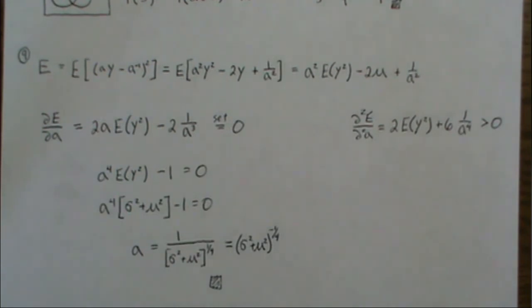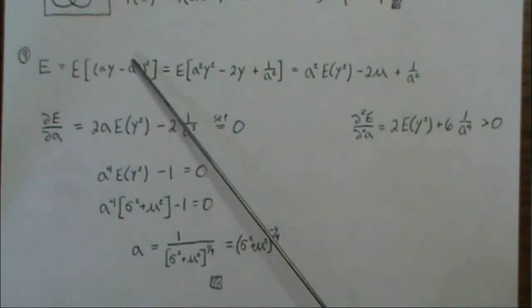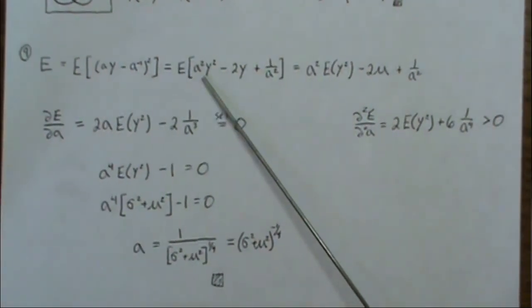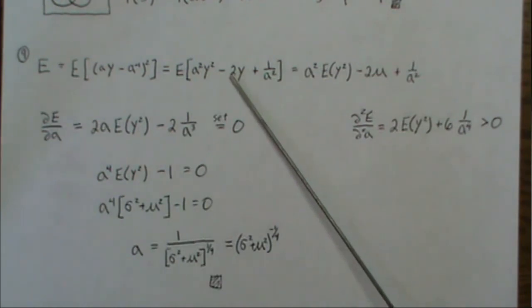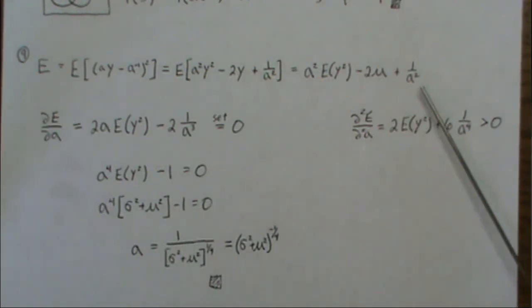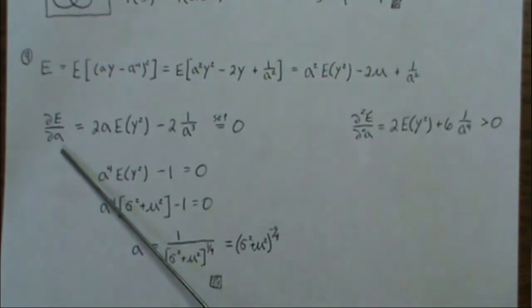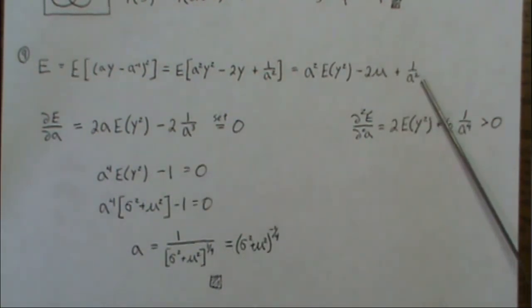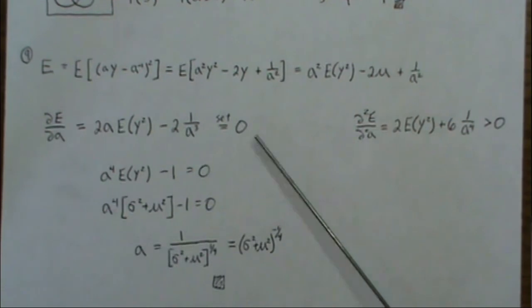So problem number 9, we're asked to find the a that minimizes this expression. Let's multiply this inner part out and we get this. And then we bring in the expectation. So that's a constant. So it's the expected value of y squared, and the minus 2 times expected value of y, which is mu, and then a squared. So now when we take the derivative of this with respect to a, we're left with 2a times the expected value of y squared. And then that's a constant. So here, and then we get minus 2 times 1 over a cubed. We set it equal to 0.